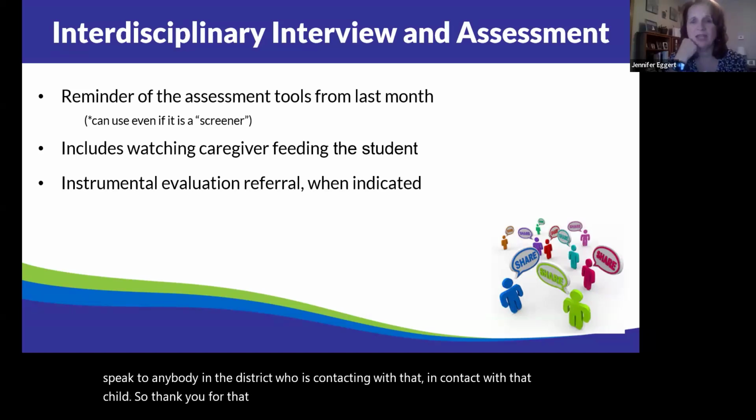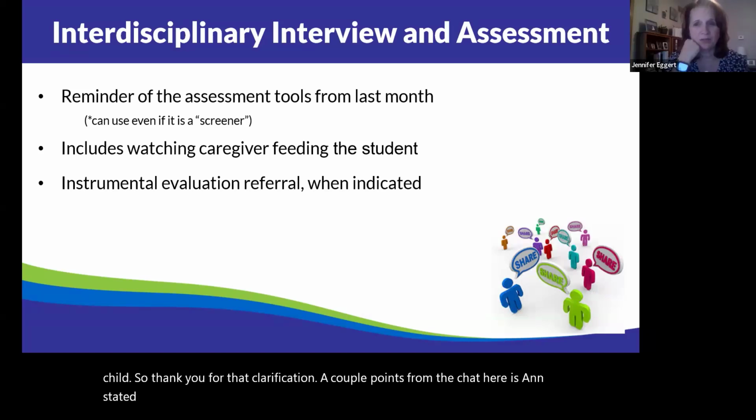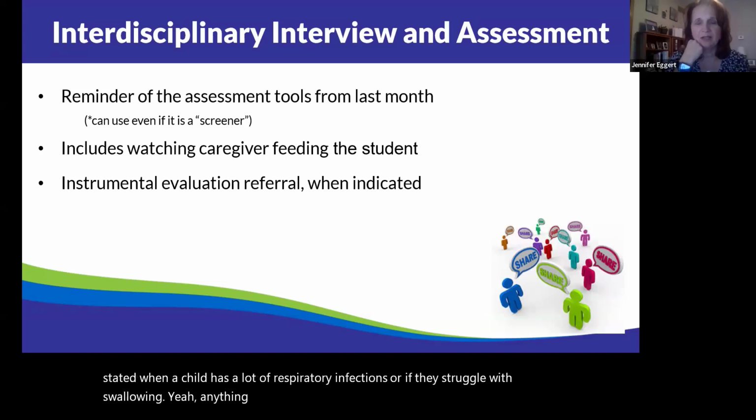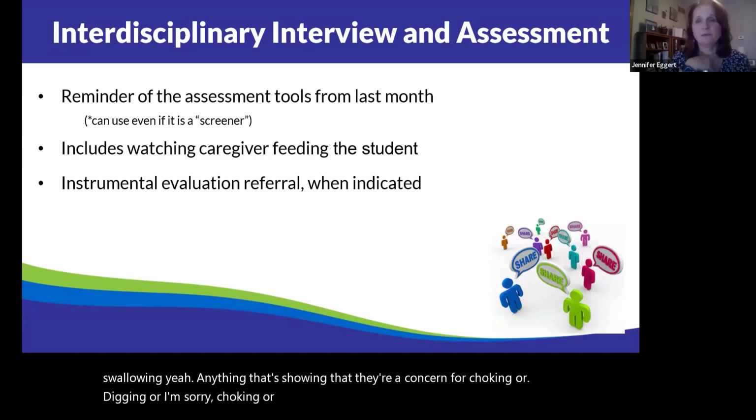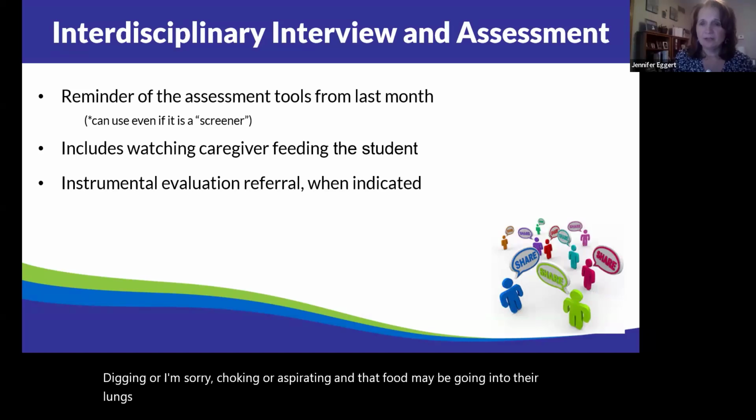A couple points from the chat here: Anne stated, when a child has a lot of respiratory infections, or if they struggle with swallowing. Yeah, anything that's showing a concern for choking, gagging, or aspirating, where food may be going into their lungs. And asking for the records of previous swallow studies.